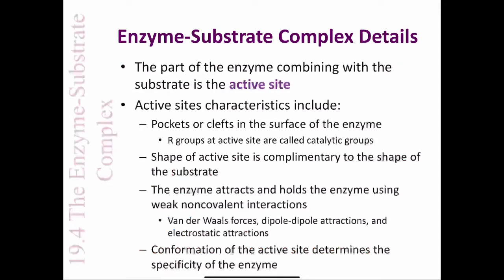The part of the enzyme that combines with that substrate has a special name. We call that the active site. And the active site has some really interesting characteristics. For example, it has what we call pockets or clefts in the surface of that enzyme. The R groups from the amino acid residues at that active site, we call those catalytic groups. Those are going to be important R groups for the binding of our substrate. Also, the shape of the active site is going to be complementary to the shape of the substrate.